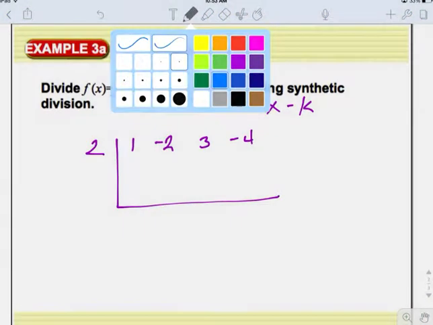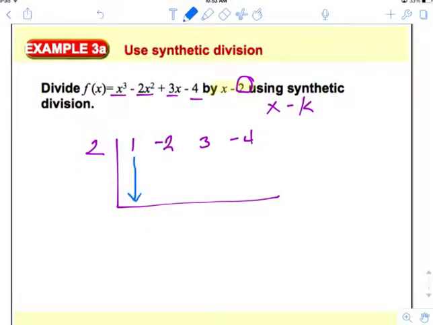First thing I do is take that first coefficient and drop it down underneath the division sign. Then I'm going to multiply my k by that first coefficient. So in this case, that's 2 times 1 equals 2. And I'm going to substitute that 2 inside the division bar underneath my second column. And then I'm going to add down that column. So negative 2 plus 2 is 0.